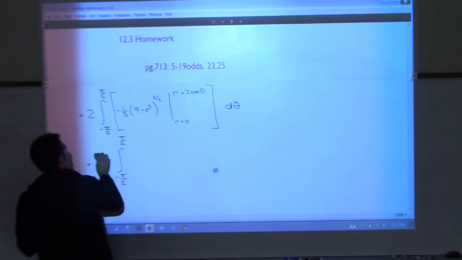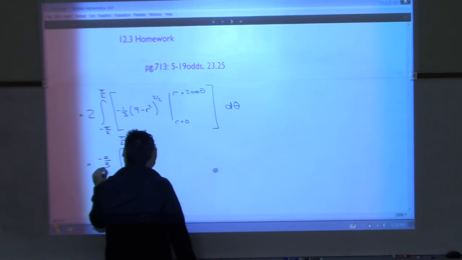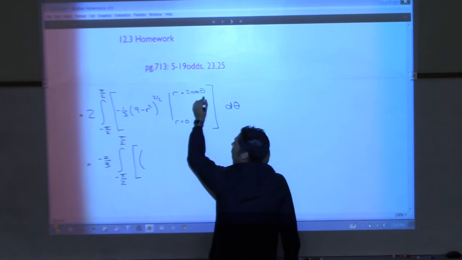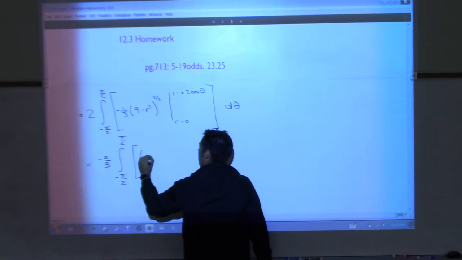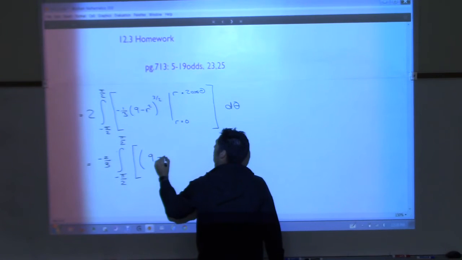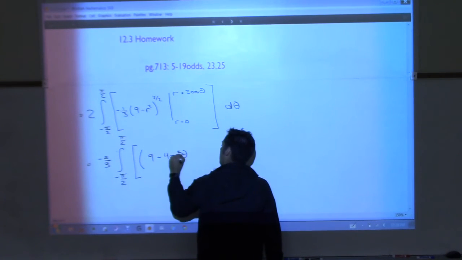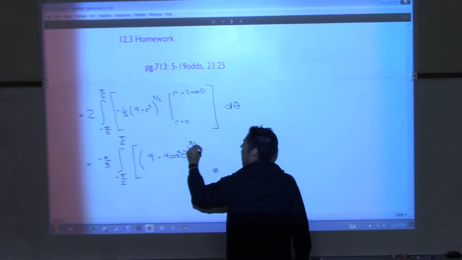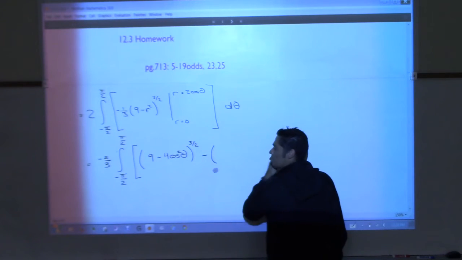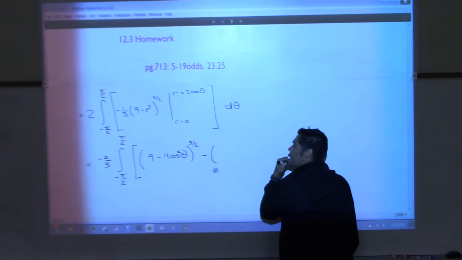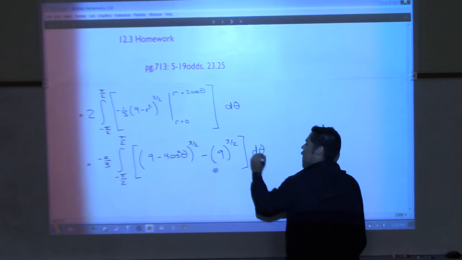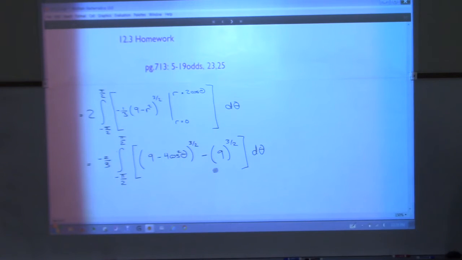Let me pull this constant out. This will be -2/3. And then when I plug in 2 cosine theta right here, I'm going to get 9 minus 4 cosine squared theta. That's what happens when I square the r. Then all to the 3/2, and then minus, now plug in 0. What happens when I plug in 0? I get 9 to the 3/2, and then d theta. So this is the point at which we would say, no, right?